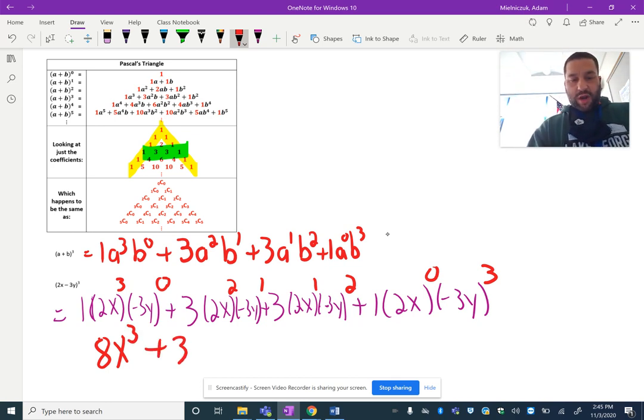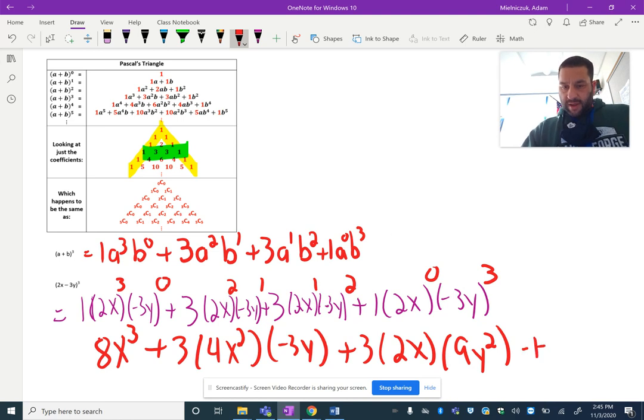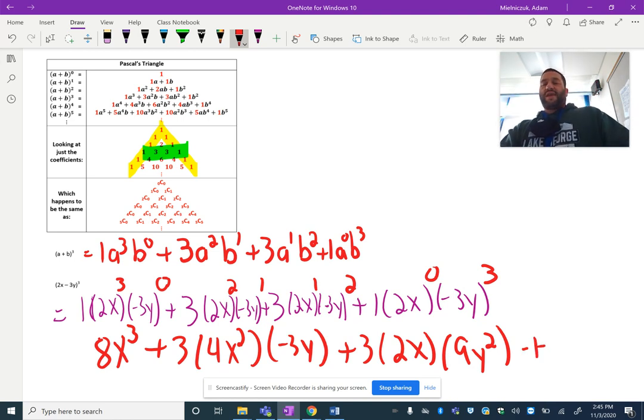Let's see, 2x squared would give me, so times, let me redo that part. So times 4x squared times negative 3y plus 3 times 2x. Let's see, negative 3 squared is 9. So times 9y squared plus, my last one, let's see, negative 3 cubed is negative 27. So plus negative 27y cubed.